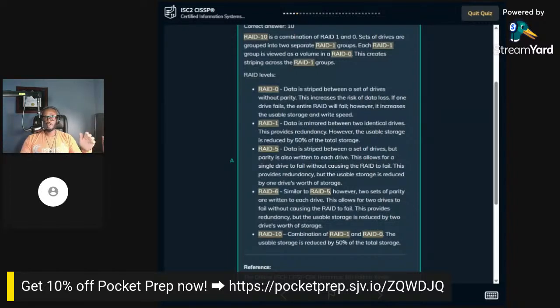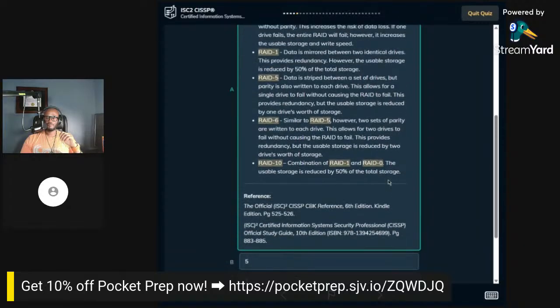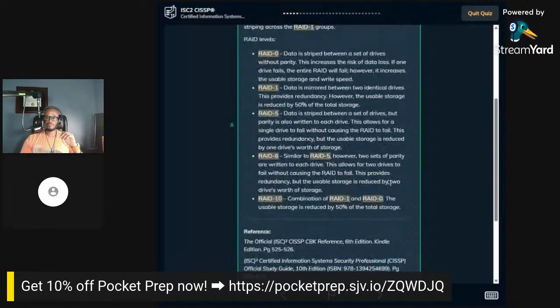RAID 5: data is striped between a set of drives, but parity is also written to each drive. This allows a single drive to fail without causing the array to fail. So this provides redundancy, but the usable storage is reduced by one drive's worth of storage. RAID 6 is similar to 5, however two sets of parity are written to each drive. RAID 10, as we mentioned, is RAID 1 and 0, and the usable storage is reduced by 50% of the total storage.